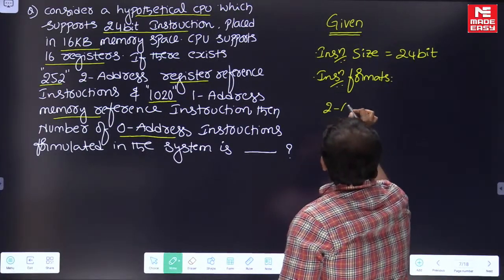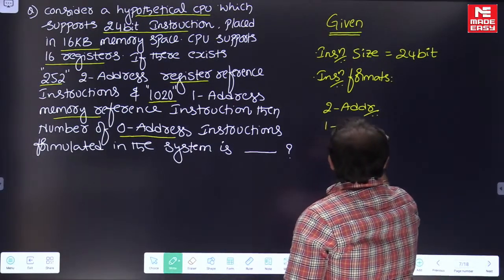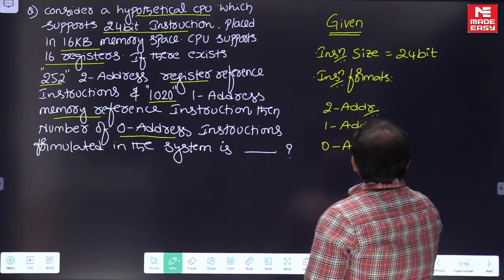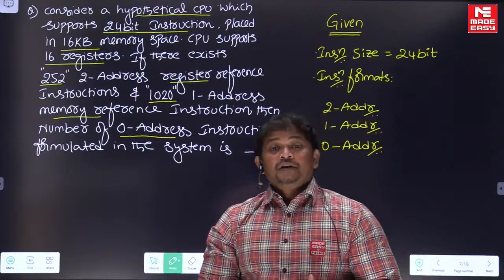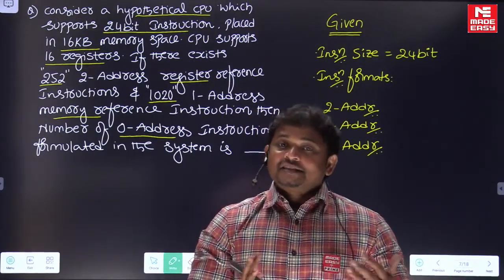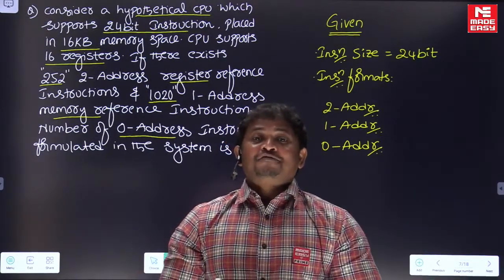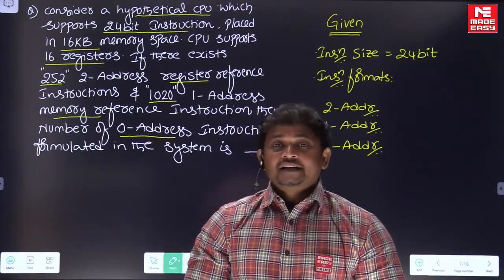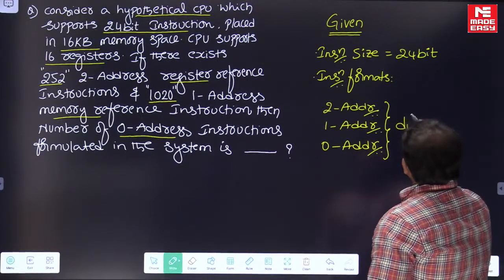two address, one address, zero address. Dear students, three different formats are present in the computer. All three categories of instructions have the same size. Fixed-length instructions, different formats. The expand opcode technique is compulsory. So these are the different formats.